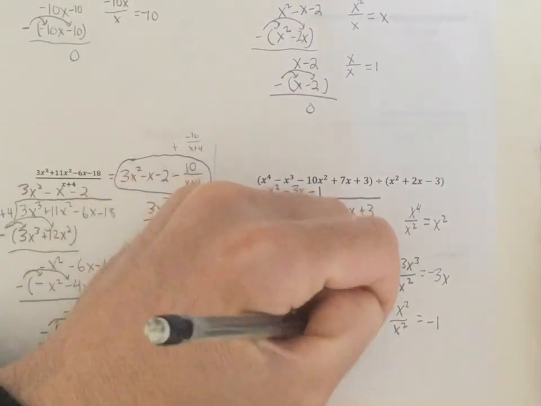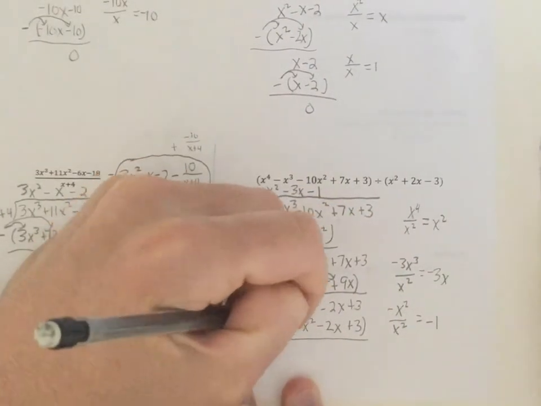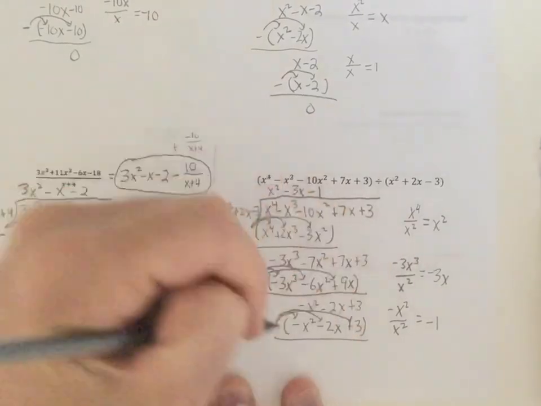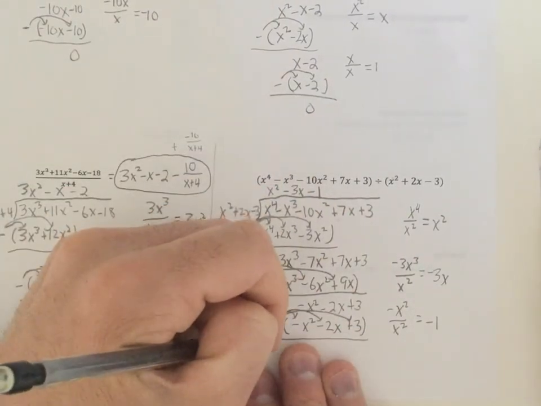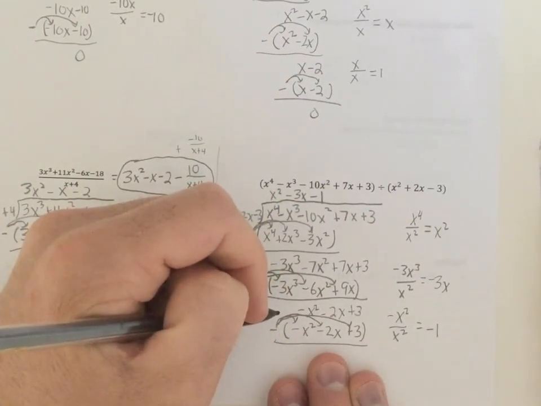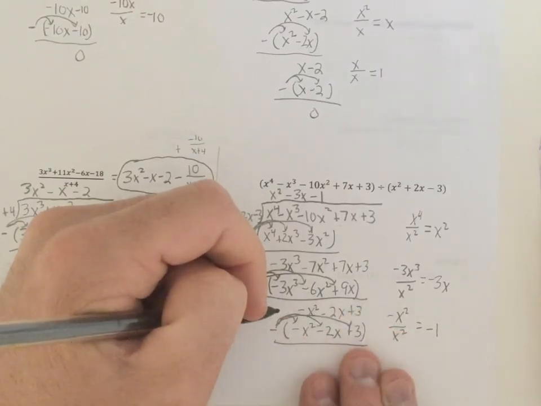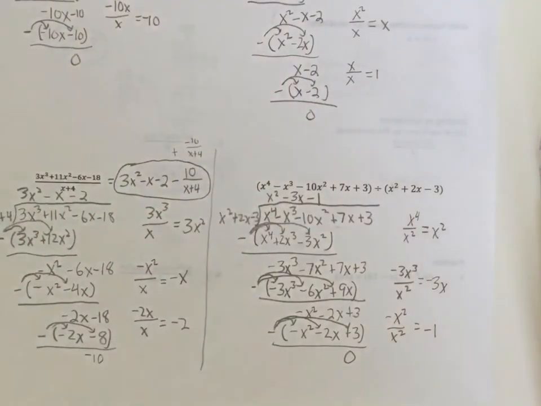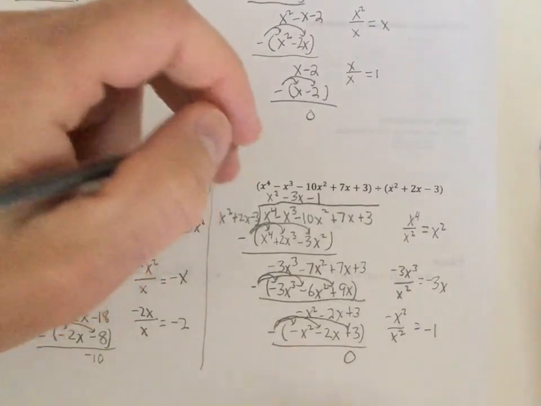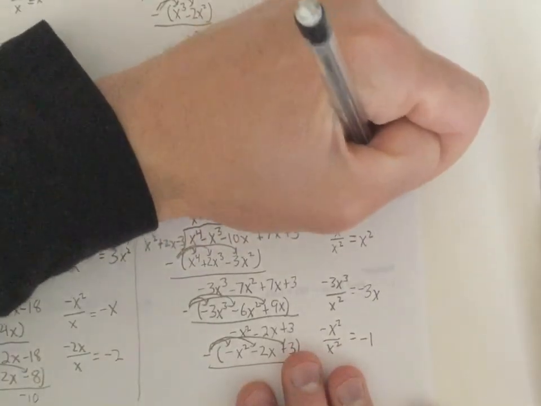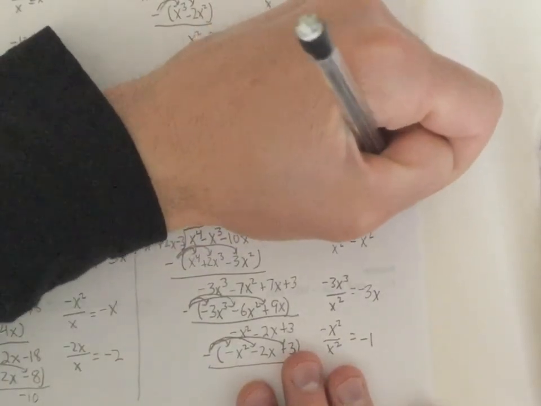When I do that subtraction and distribute that through, I get x squared plus x squared, that cancels. Negative 2x plus 2x, that cancels. And then 3 minus 3, so I get a remainder of 0. So this does divide in evenly, and my answer would end up being x squared minus 3x minus 1.